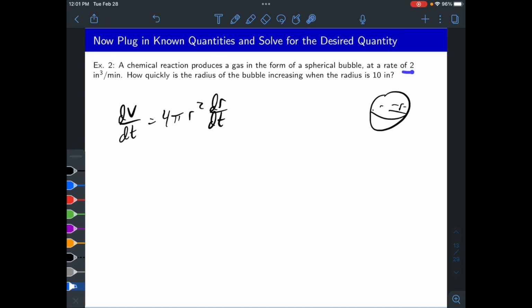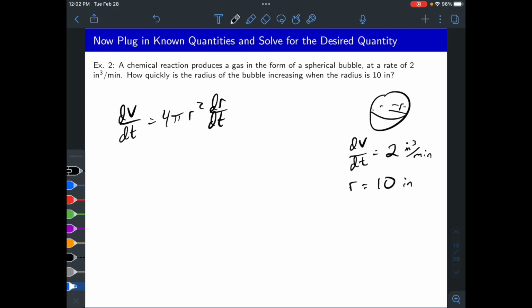All right, so the rate is 2 cubic inches per minute. So that's telling us something about the volume, right? Because you can tell that this is a volume measurement because it's in cubic inches per minute. So dV/dt is equal to 2 cubic inches per minute. And we're told that the radius is given to be 10 inches at that point.